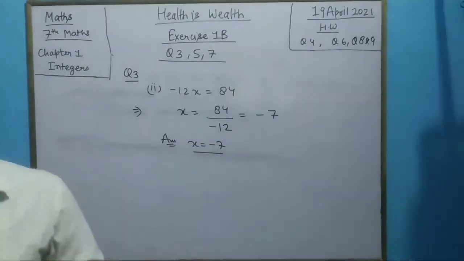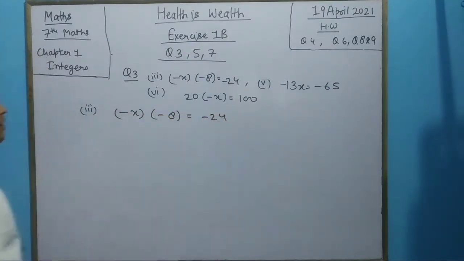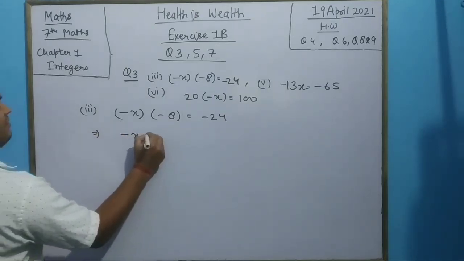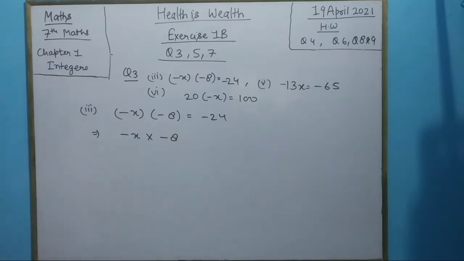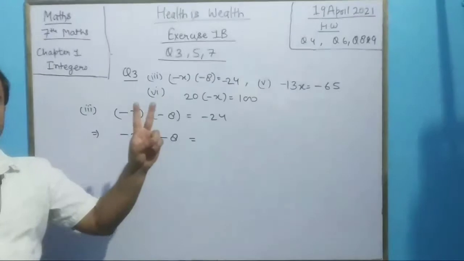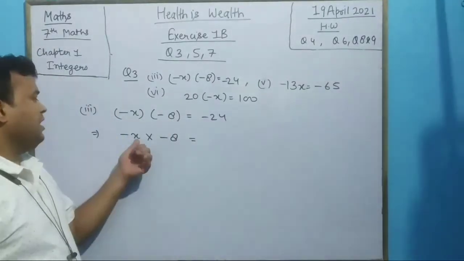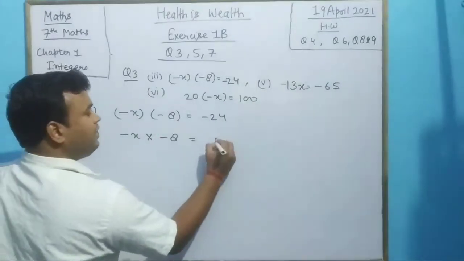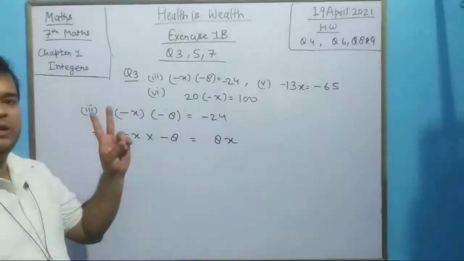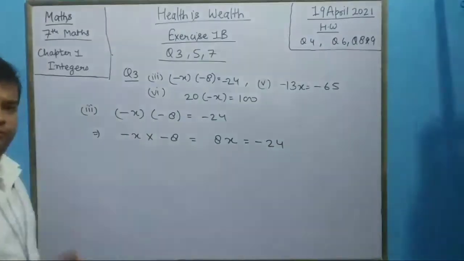Okay, let us see the third one. Minus x into minus 8 is equal to minus 24. Now let us solve it out. Minus x into minus 8. There are two negative signs, so it will be plus. No need to worry about the signs. Now x into 8 we can write as 8x, and with two negative signs it will be plus. 8x is equal to minus 24.